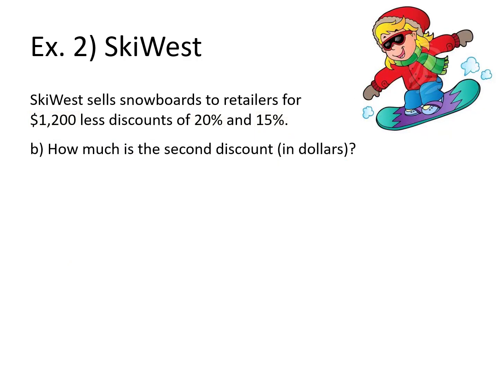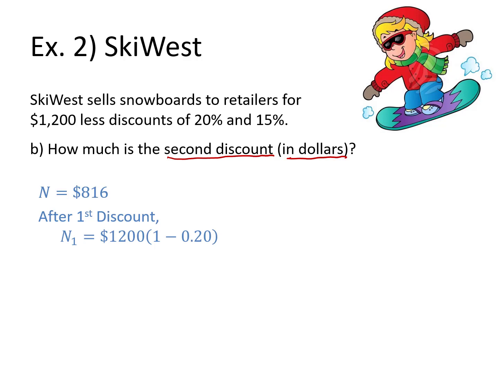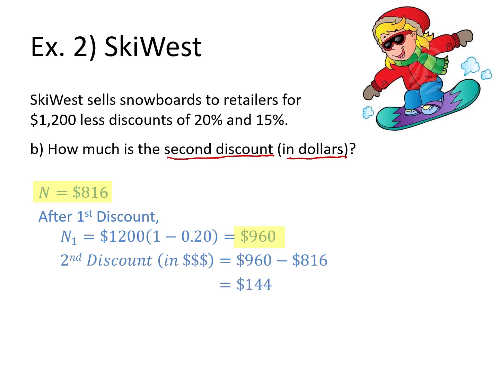Okay, part B. This time we're asking how much is that second discount alone. And we want that value in dollars. Well, we knew that the net price was $816, but that was at the end of the second discount. What was it after the first discount? The net price after the first discount was $1,200 minus just that first discount of 20%, giving us $960. So our second discount in dollars is going to be the $960 minus the $816, giving us $144.